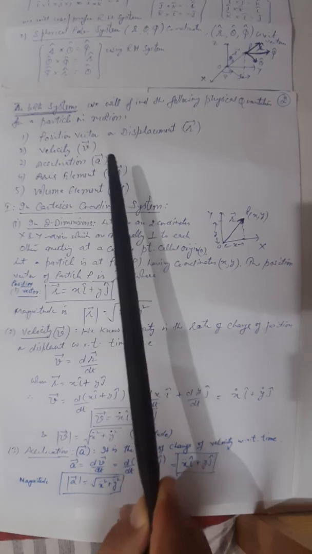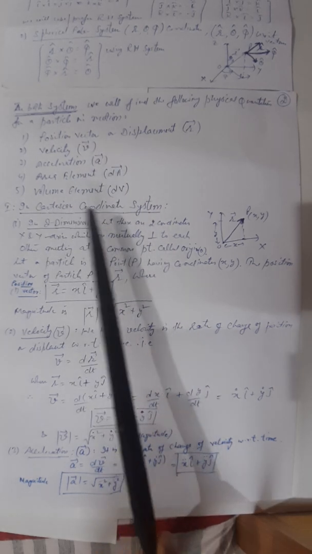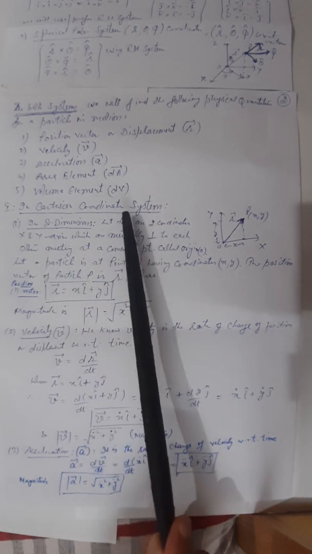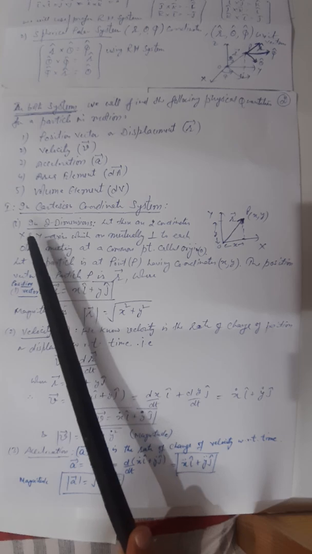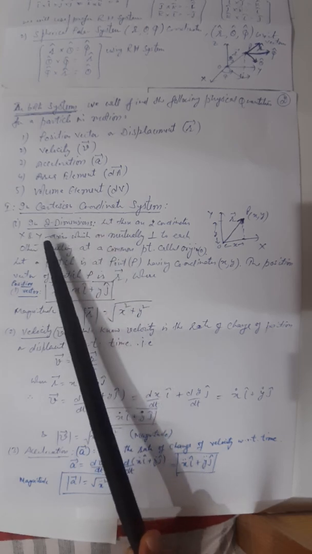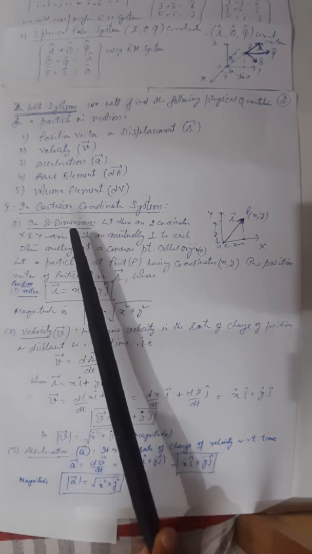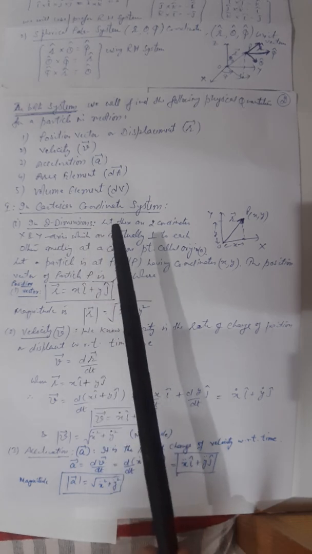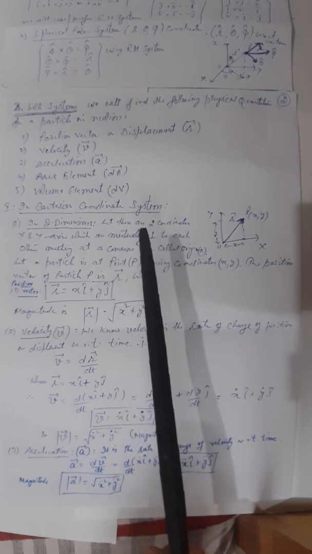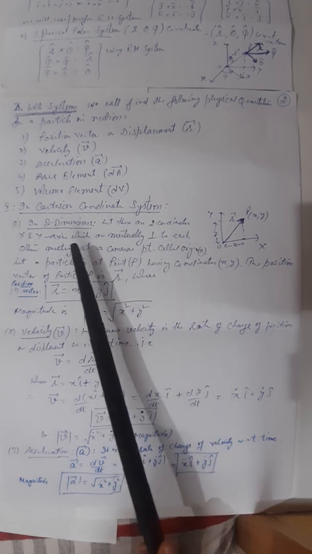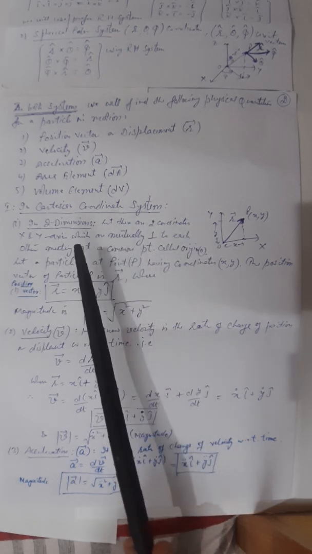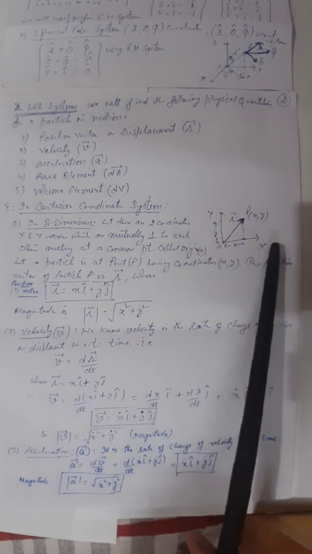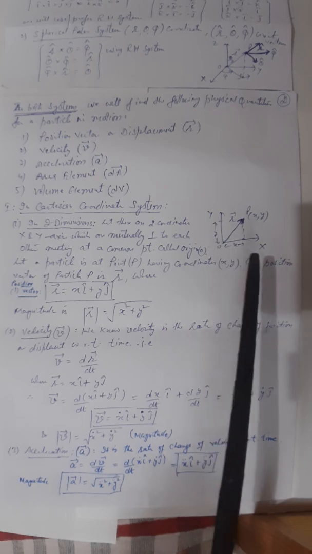First, we will consider the Cartesian coordinate system. In the first part, I will discuss the two-dimensional system, that is, we will take only two axes, x axis and y axis. So, this is the two-dimensional Cartesian coordinate system.